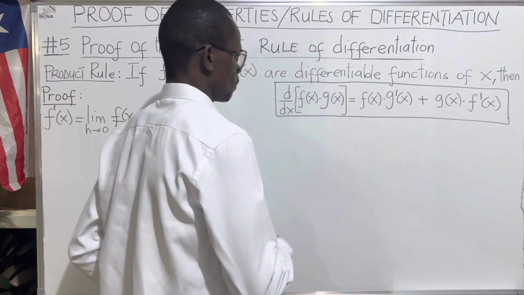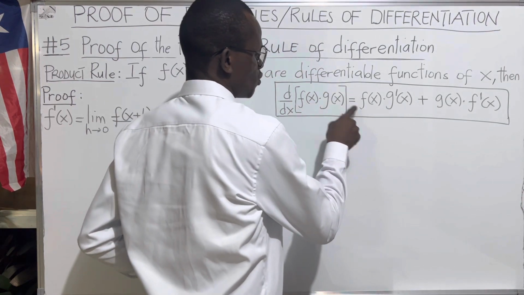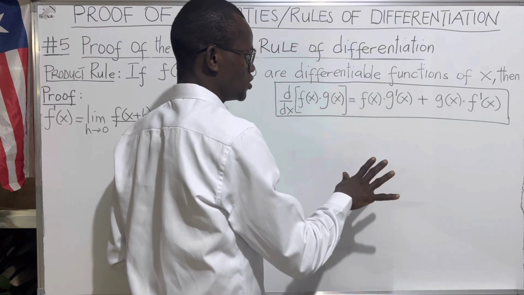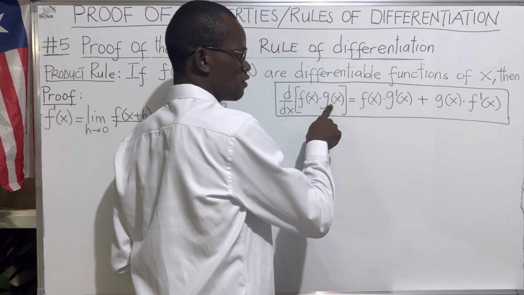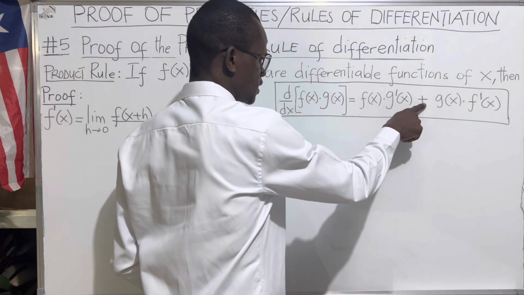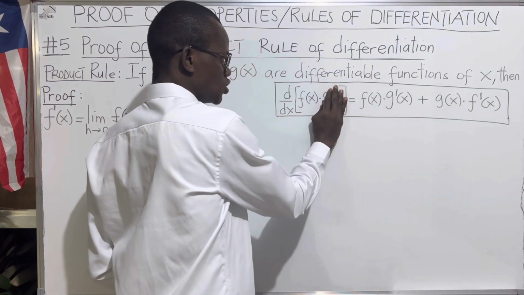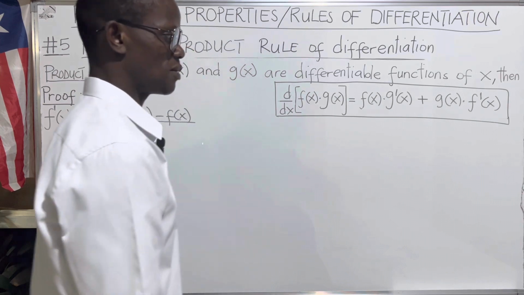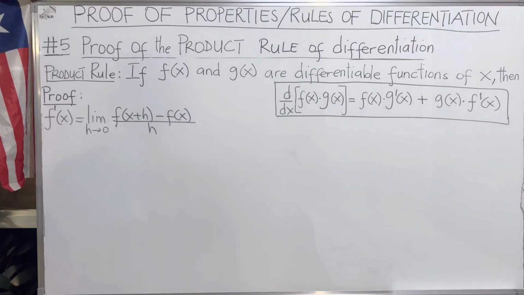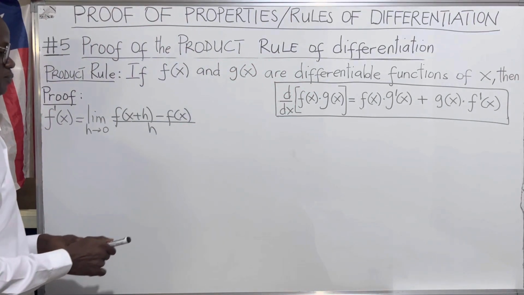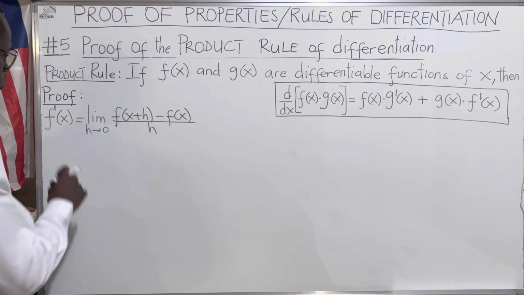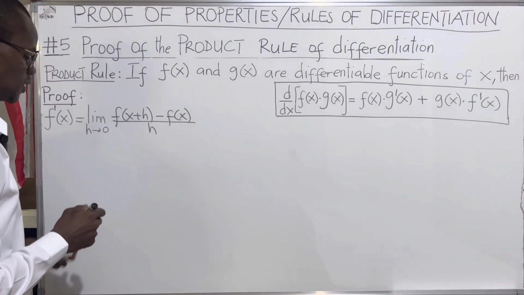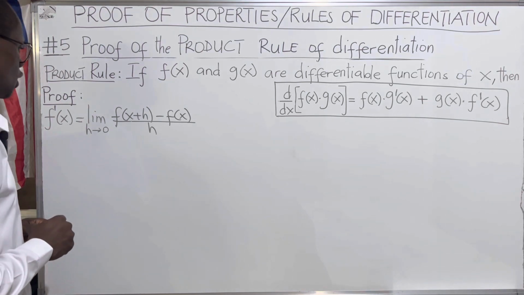That is to say, you are going to hold on to f of x function without differentiating, and then you differentiate g of x function, you add a plus sign, then you hold on to g of x function and differentiate f of x function. You get f prime of x. So let's prove it and see. We're going to use the first principle of derivative to have it proven.